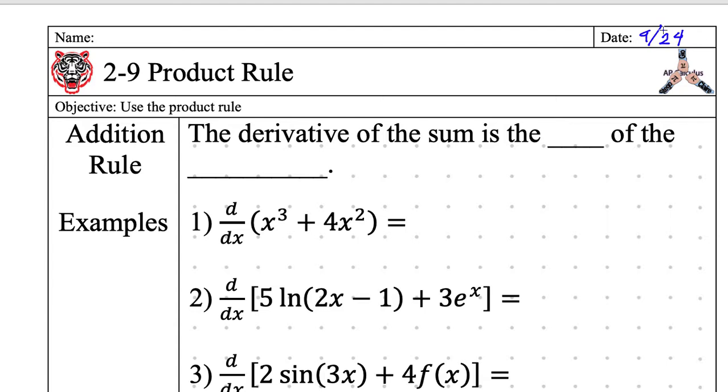So I've been using the addition rule over and over. I've never actually named it formally. I call it the distributive property of the derivative, but really it's this rule in words where the derivative of the sum is the, and then reverse those words, is the what of the what? The sum of the derivatives.